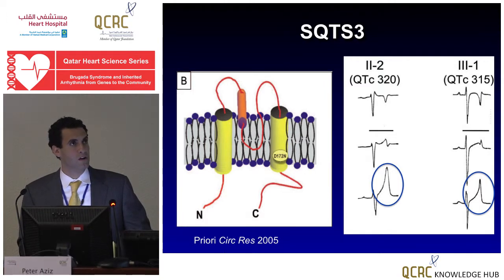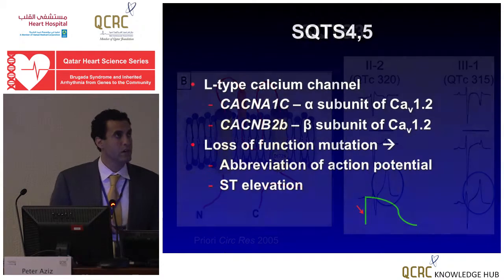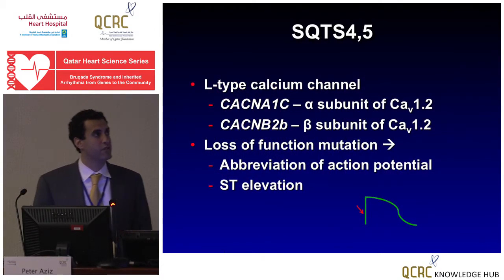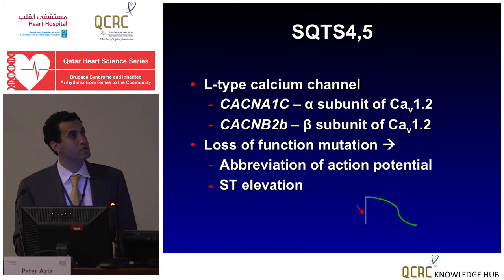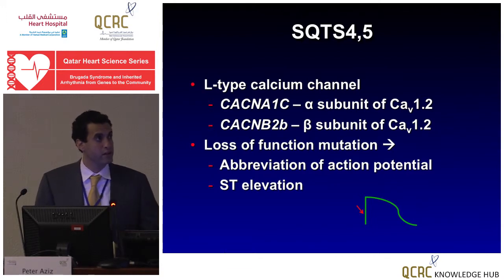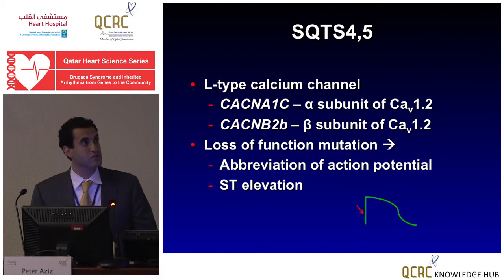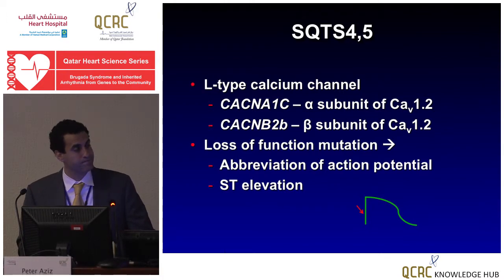And their QTCs are quite short. Short QT syndrome 4 and 5 we've lumped together. These are both calcium channelopathies. Short QT syndrome 4 affects the KCNA1C, which is the alpha subunit of the calcium ion channel. Short QT syndrome 5 affects the beta subunit. These are loss of function mutations that cause abbreviation of the action potential and an ST elevation.